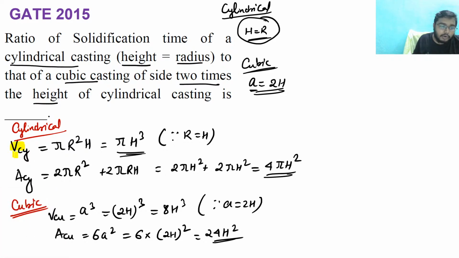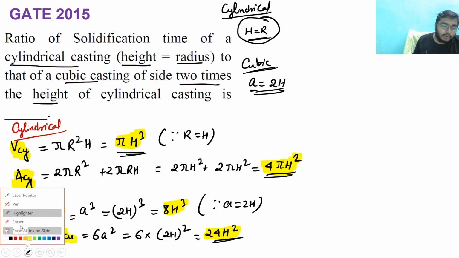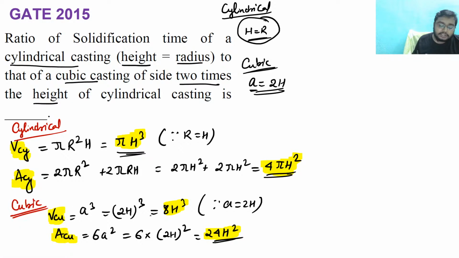I know the volume of the cylinder, that is pi h cube, and the area of the cylinder, that is 4 pi h square. The volume of the cube is 8h cube, and the area of the cube is 24h square. Clear? So I know these values.